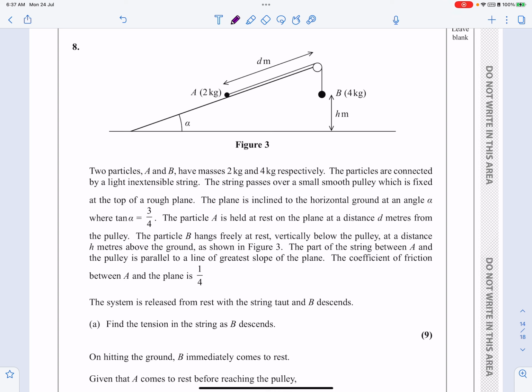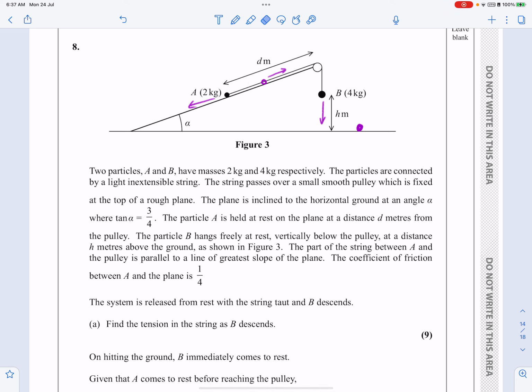So before I get started with my diagram, just a quick look at it to say we've got a particle A here and a particle B there. B is heavier, and it actually tells me in the question that B is going to descend. So this is going to go down, this is going to go up here. We've got a frictional force opposing that motion there. When B actually ends up hitting the ground, A will then continue on its journey, but without the tension dragging it up. And they're going to ask me all sorts of questions about that.